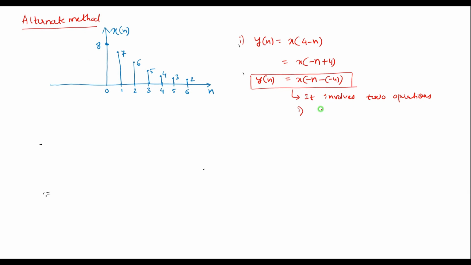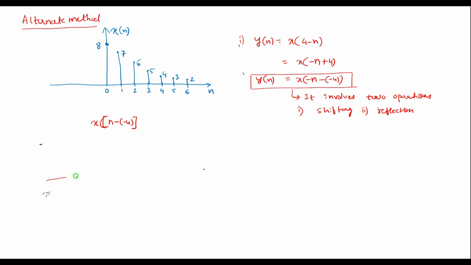One is shifting, second one is reflection. So first let me draw the shifting function, that is, here the x of n minus of minus 4. It means that the signal x of n is shifted towards left by 4 units. It means that at n equal to minus 4 the same signal will repeat.